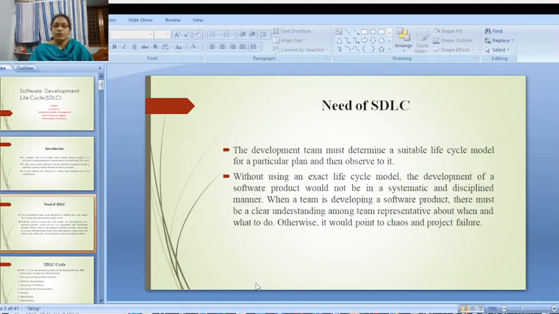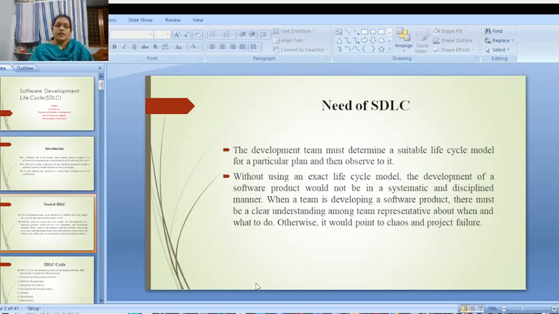So the main aim of SDLC is to match customer satisfaction. It focuses on the cost and time of the project, what requirements are being asked by the customers, and how much efficiency he wants in a particular software. So for that purpose, we use the SDLC.